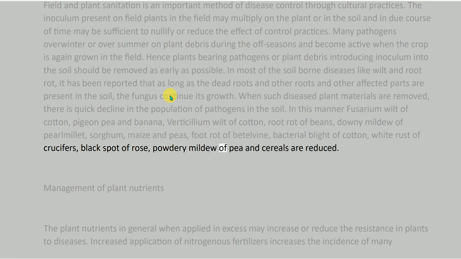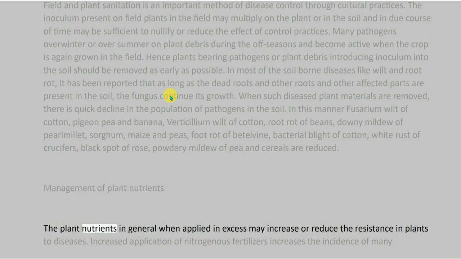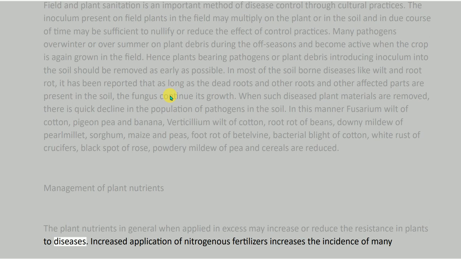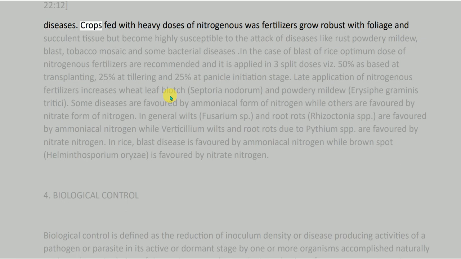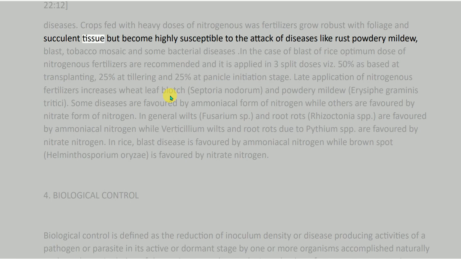Management of plant nutrients. The plant nutrients in general when applied in excess may increase or reduce the resistance in plants to diseases. Increased application of nitrogenous fertilizers increases the incidence of many diseases. Crops fed with heavy doses of nitrogenous fertilizers grow robust with foliage and succulent tissue but become highly susceptible to the attack of diseases like rust, powdery mildew, blast, tobacco mosaic and some bacterial diseases.